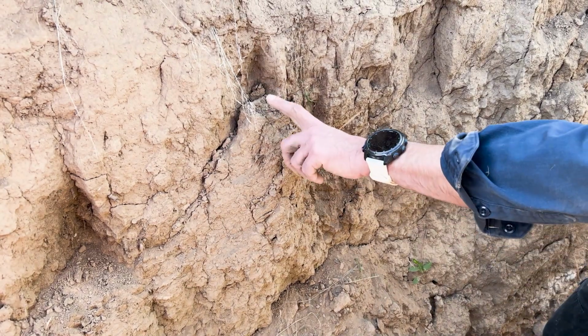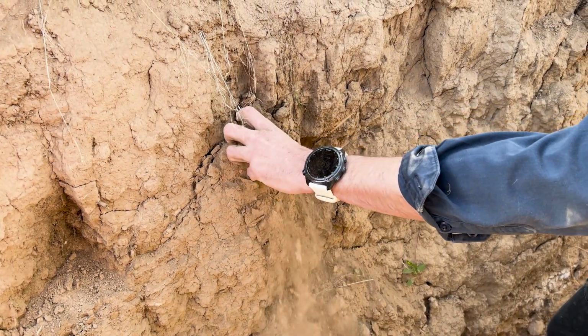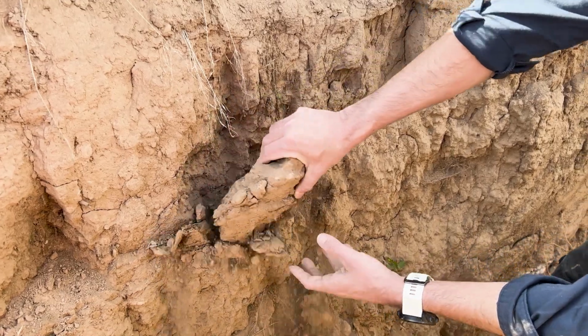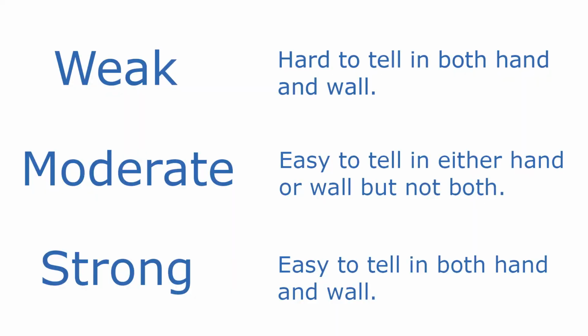Strong structure is when the structure is clear in the side of the test pit and remains clear when the PEDs are knocked out into your hand. The strength of the structure has nothing to do with how easy it is to break up the PEDs. Don't try to pinch or smash them, just follow the rules that we reviewed.